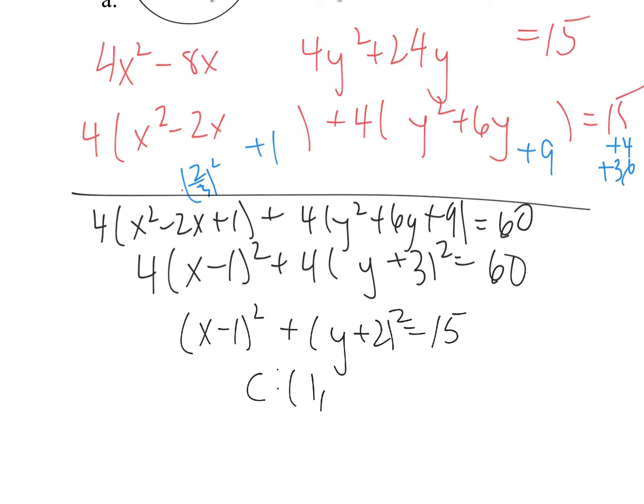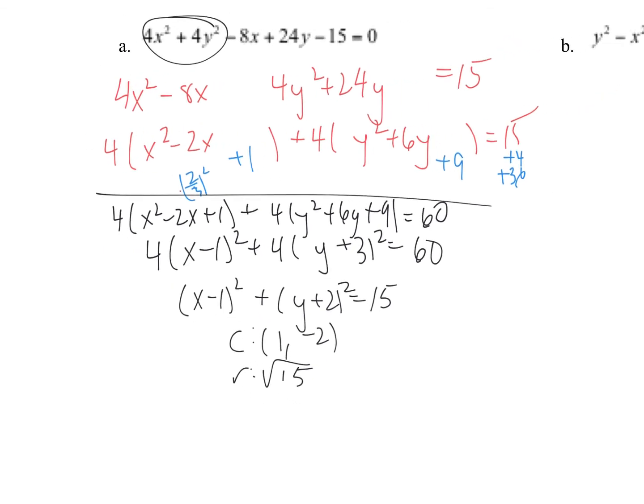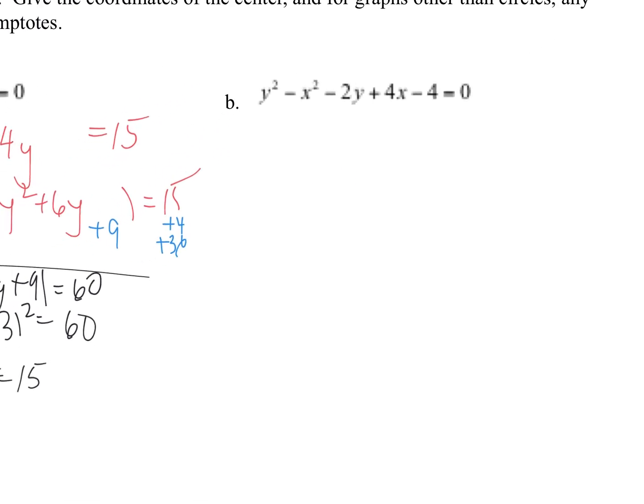So important parts, the center is 1, negative 3. My radius is square root of 15 here. Okay, so that would be my circle and all of those values. So you can graph that. I'm not going to do the graphing for this one.